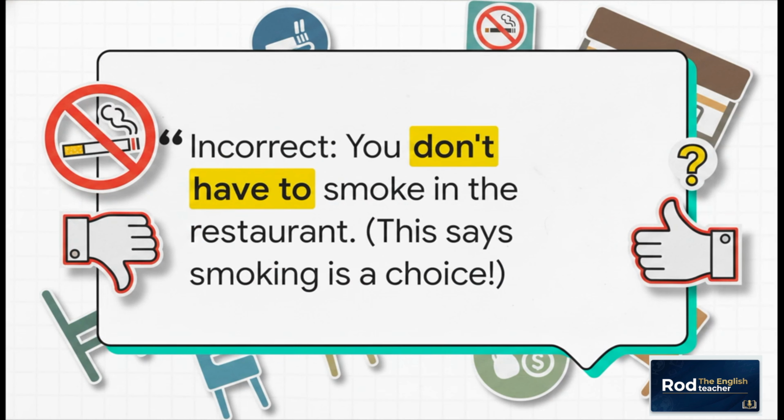And this is exactly why that difference matters so much. Check out this super common mistake. If you say, you don't have to smoke in the restaurant, what you're actually saying is that smoking is a choice that they can make if they want to. The correct phrase, of course, is you must not smoke, because it's against the rules, it is forbidden.